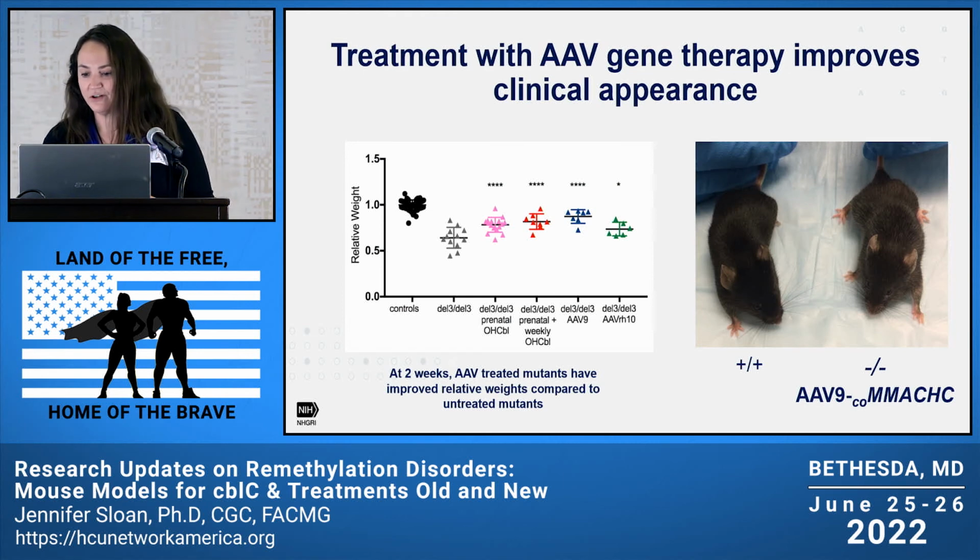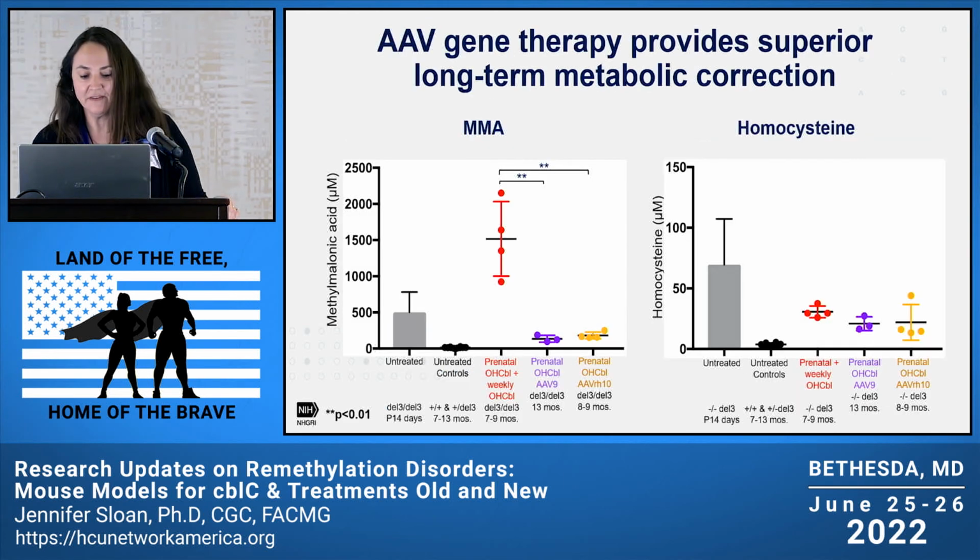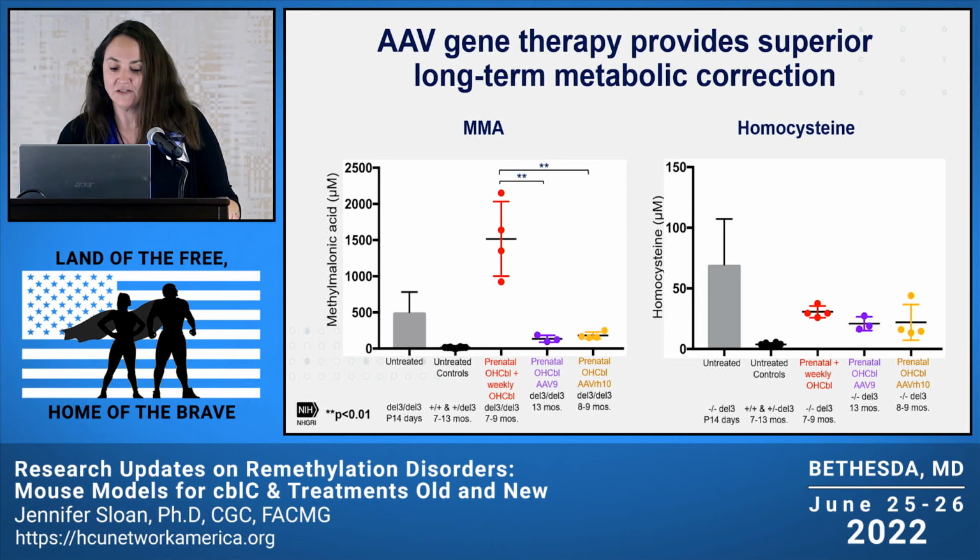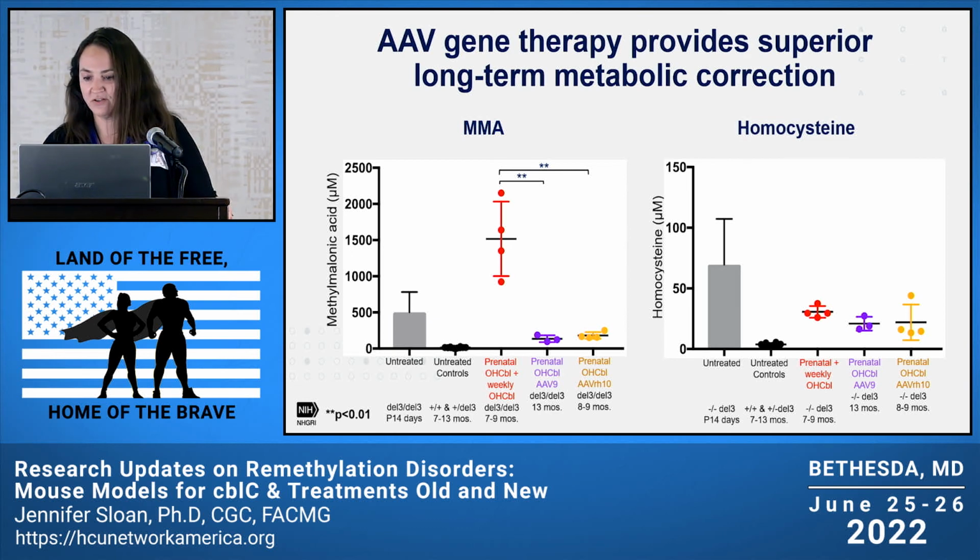they survive long term. And remarkably, the MMA level is quite well corrected. You can see in the B12 as they get older, these have elevated MMA. It's pretty elevated, like 1,000 micromolar, and these are down in the hundreds. So it's long-term correction of the metabolic defect. Again, the homocysteine doesn't seem to change as much.